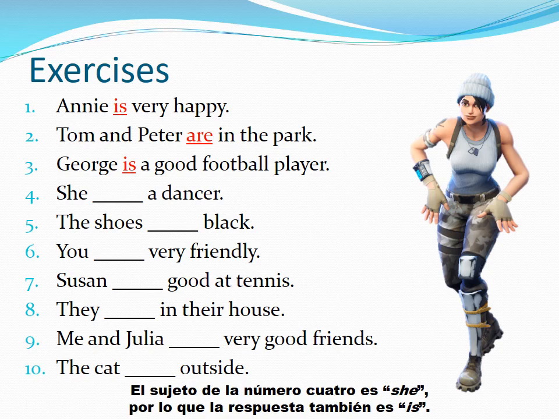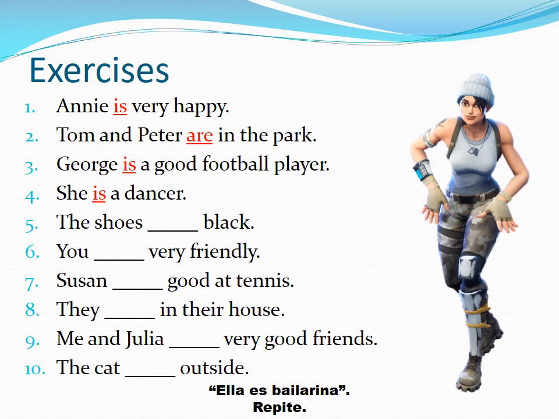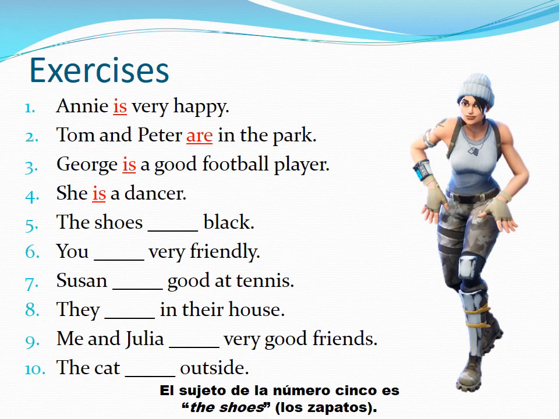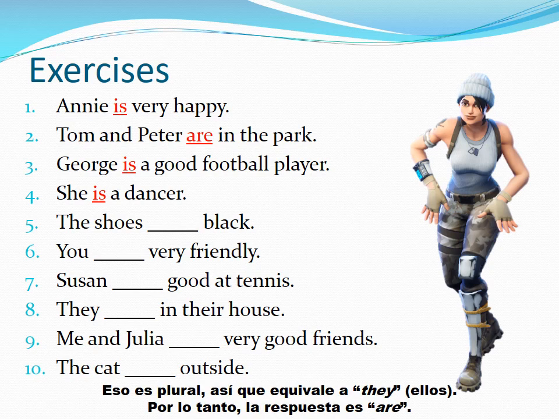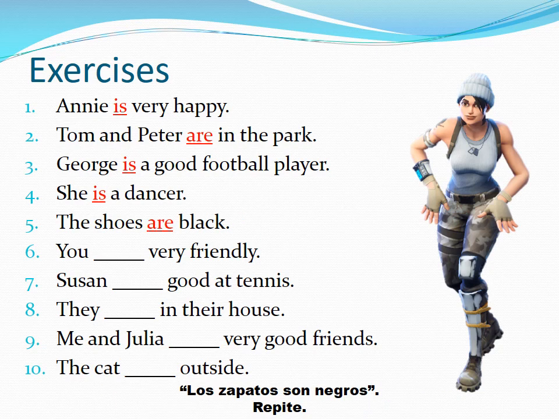The subject of number 4 is she. Therefore, the answer is also is. She is a dancer. Repeat, she is a dancer. The subject of number 5 is the shoes. That is plural, so it equals they. Therefore, the answer is are. The shoes are black. Repeat, the shoes are black.